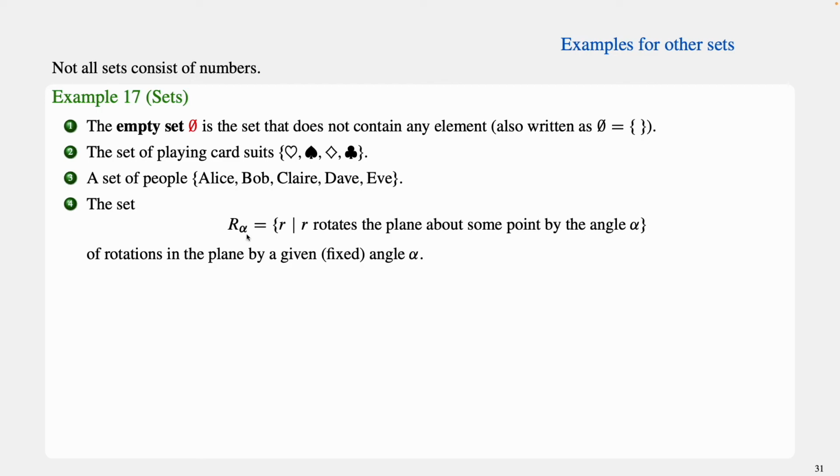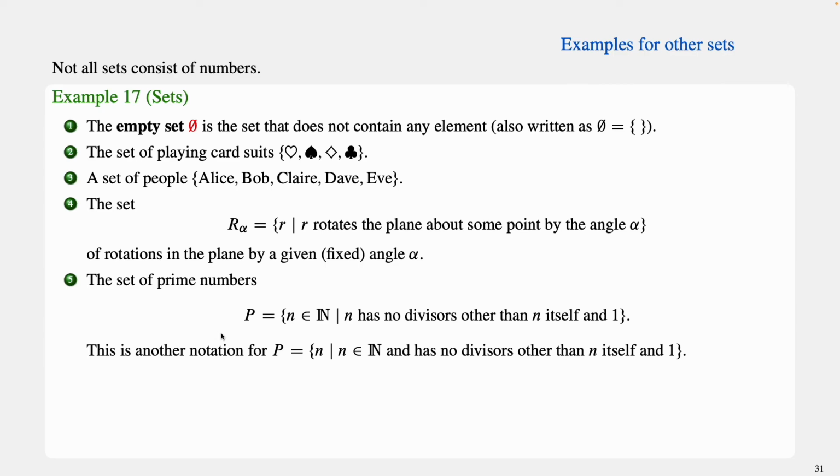So R0 would just be the rotation by the angle 0 degrees, so not doing anything at all. And R pi would be the rotations by the angle pi at arbitrary points in the plane, and that would be quite a different set from R0.